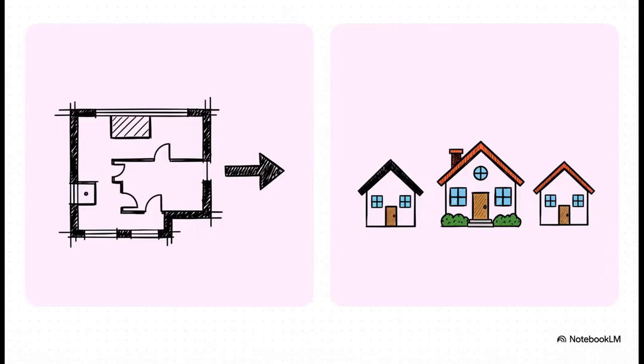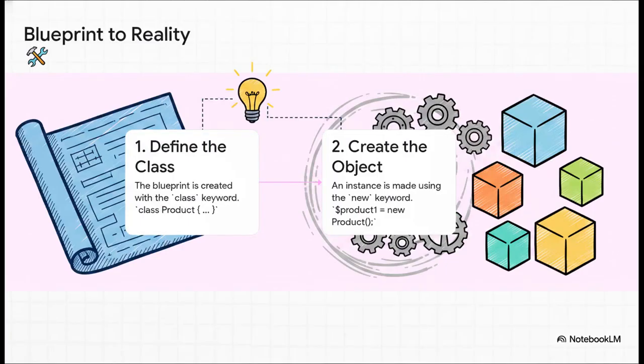Okay, to really get this, you have to understand the difference between a class and an object. The best way to think about it is this. A class is like the blueprint for a house. It defines where the walls go, where the doors are, but it's not an actual house, right? It's just the plan. The object, on the other hand, is the real house you build from that blueprint. And the cool part is, you can build as many houses, as many objects as you want from that one single blueprint.